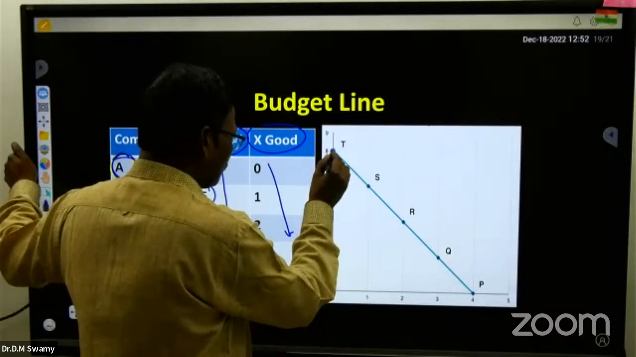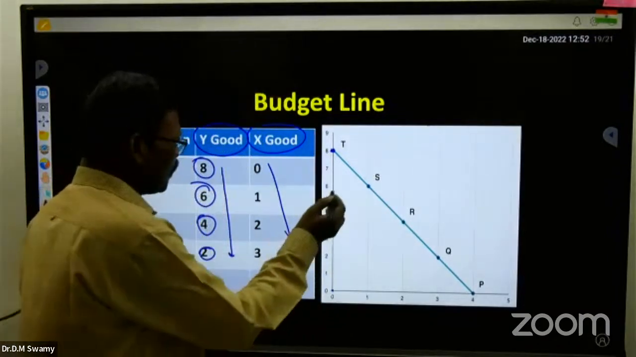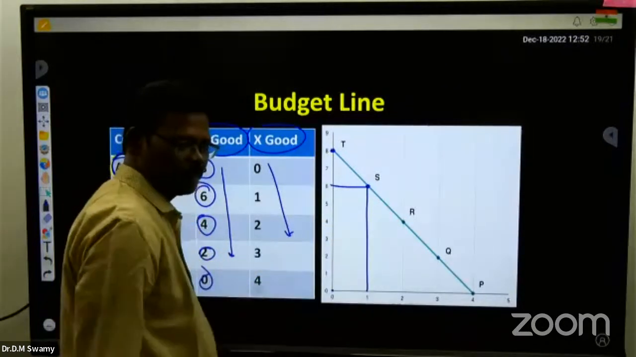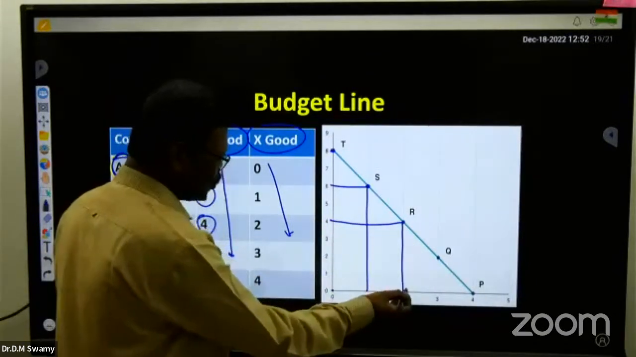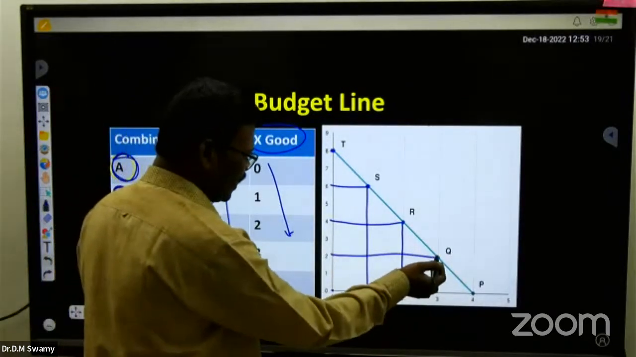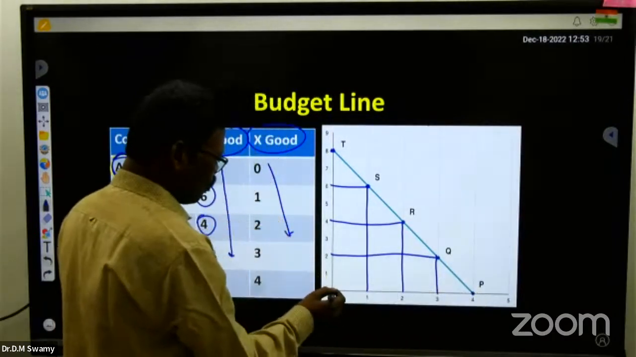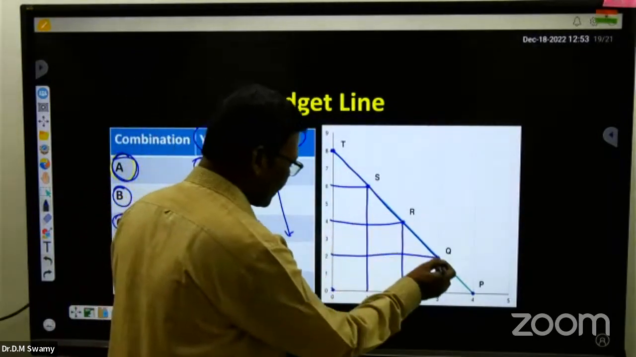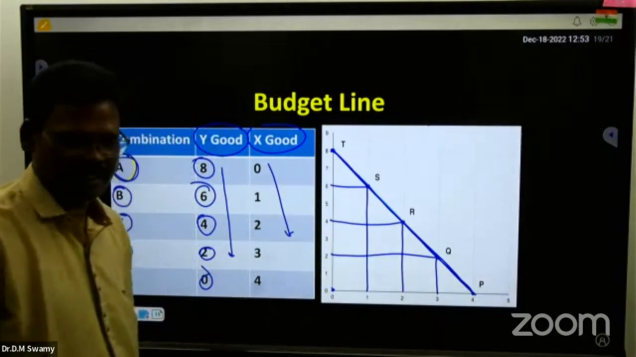If you are purchasing a total of 8 units of Y, you purchase 0 of X, based on your income. Suppose you purchase 6 units of this, you purchase 1 unit of X. If you purchase 4 units of this, you purchase 2 of that. When you purchase only 2 of Y, you purchase this much. Suppose you purchase a total of 4 units of X and no Y. By combining all these combinations, we draw one line, which is known as the budget line.